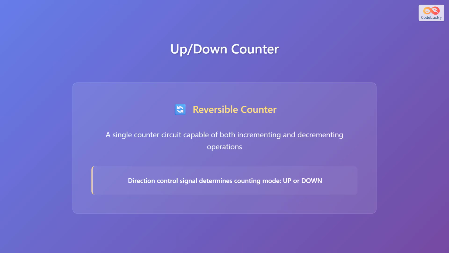Now let's dive into the concept of the up-down counter, also known as a reversible counter. It is a single counter circuit capable of both incrementing and decrementing operations. A key feature of the up-down counter is a direction control signal that determines the counting mode, either up or down.